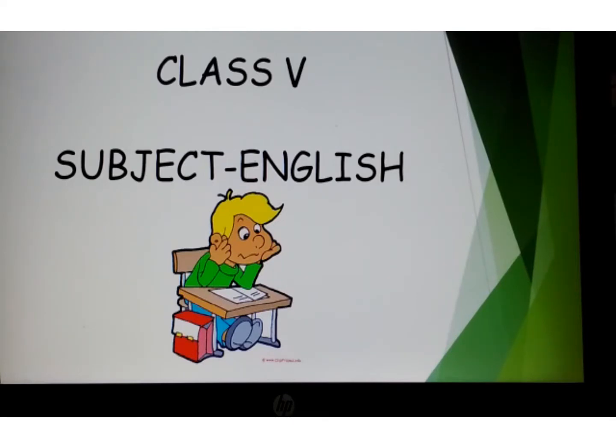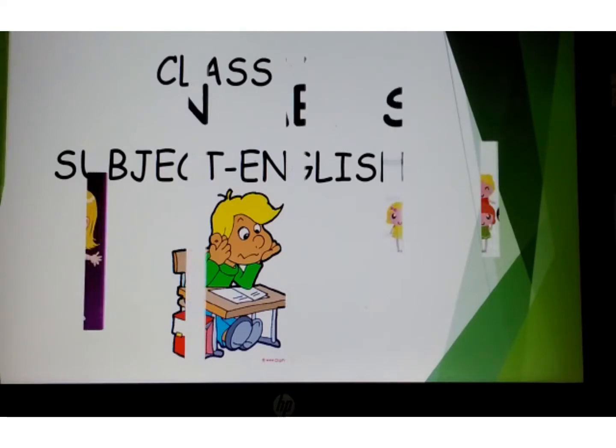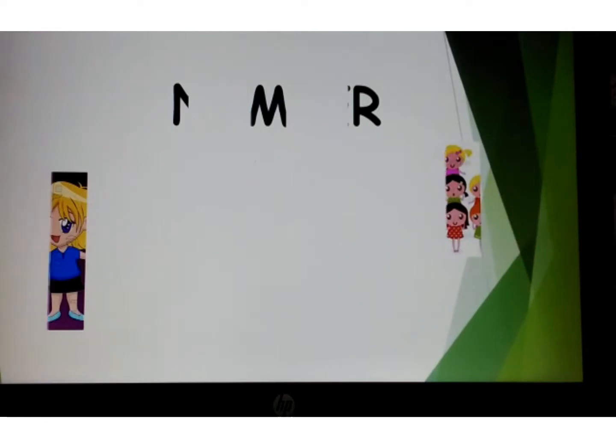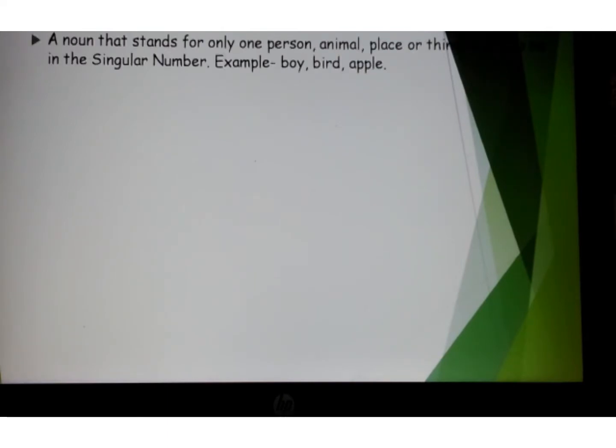So, as we have studied, what is a noun? It's the name of a person, place, animal, or a thing. So, what sort of magic should we do to make it many? Let's see. So, numbers. What do you say? Noun numbers means the number of the noun you can change from one to many.